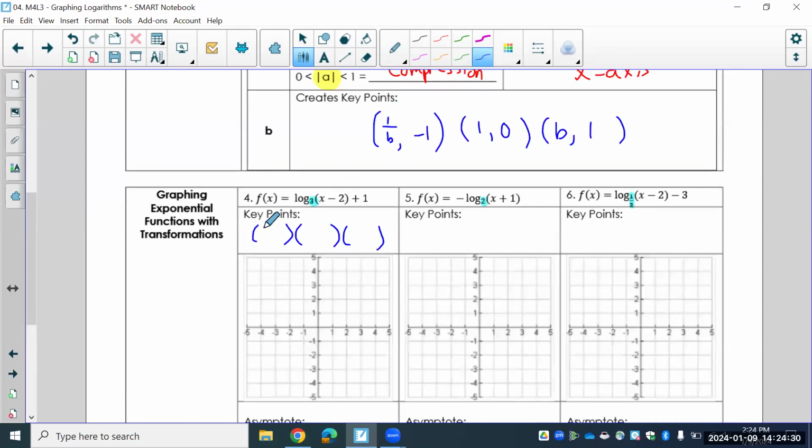So this would be 1/3, 1 over the base, connected with -1. We always have 1, 0, and this would be the base connected with 1. I'm going to go ahead and do all three of those. It's a good strategy if you have multiple graphing problems to try to do the same thing for all of them. It cuts down on errors. So this one would be 1/2, comma, -1. 1 comma 0 for everything, and then 2 comma 1.